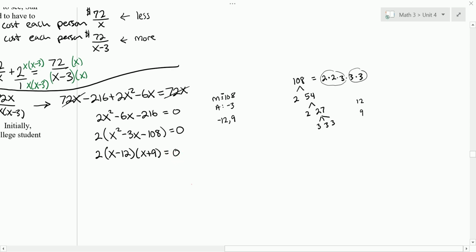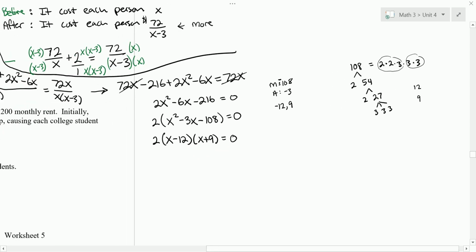Remember, x represents how many friends were originally going to watch this show together. And so the 2 does not give us any answer. But the x minus 12, you set that equal to 0, and that gives us x equals 12. So there could have been 12 friends. If you set x plus 9 equal to 0 and solve, you get x equals negative 9. But that doesn't make too much sense in this problem because you're not going to have negative 9 friends. And so 12 friends is our answer.